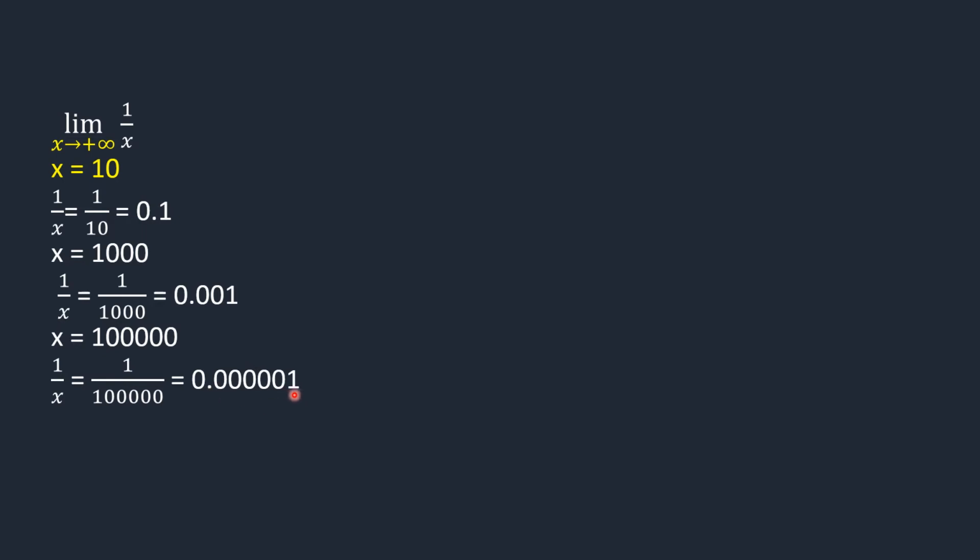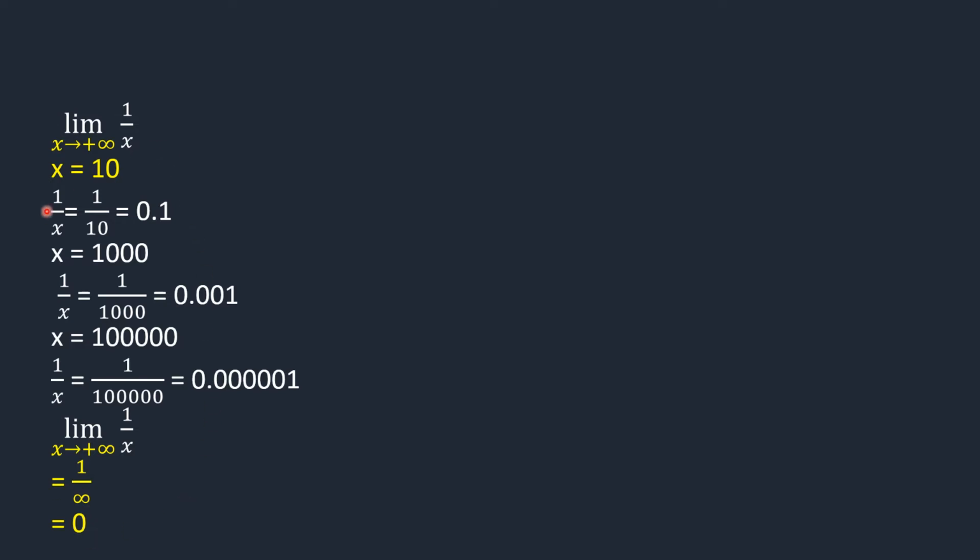0.00001, 4 zeros before 1. Here we observe that as x takes higher and higher positive values, 1 over x takes lower and lower positive values and approaches 0. Therefore, limit 1 over x as x approaches positive infinity will be 1 over infinity, which will be 0.